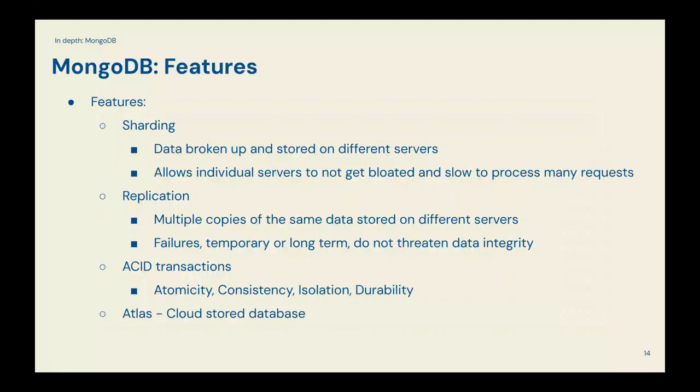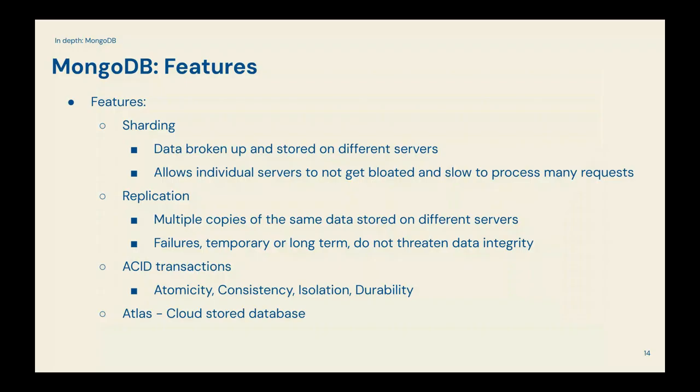Now that I've gone over the basics of MongoDB and what it is, let's look at some of the features that it offers. MongoDB has sharding. Shards refer to the broken up pieces of data that are stored on different servers. A lot of databases use this in order to allow individual servers to not get bloated, because if a single database server has to store a ton of information, databases can get extremely large. Then if only one of them is doing this, it's also having to handle all the requests to that database.